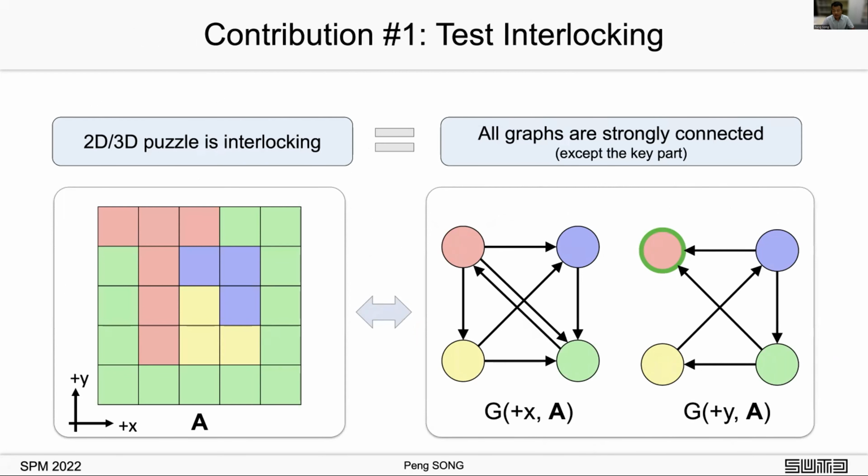Based on this connection, we can test interlocking much more efficiently. We show that if all these directional blocking graphs are strongly connected except the key, then the corresponding puzzle assembly is globally interlocking. Thus, we can test interlocking in the graph domain rather than in the geometry domain with polynomial time complexity.